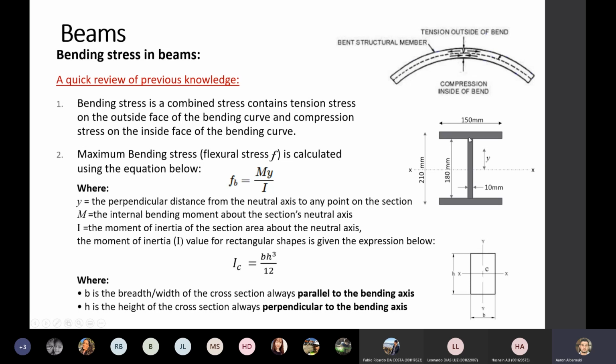Okay. Now, if I need to find the maximum bending stress, where shall I take that? Guys, anyone would be able to tell me if I need to find the maximum bending stress in this cross section? What shall I take the value of y?